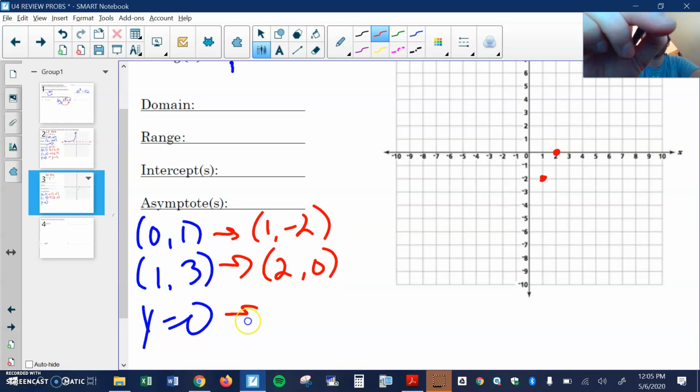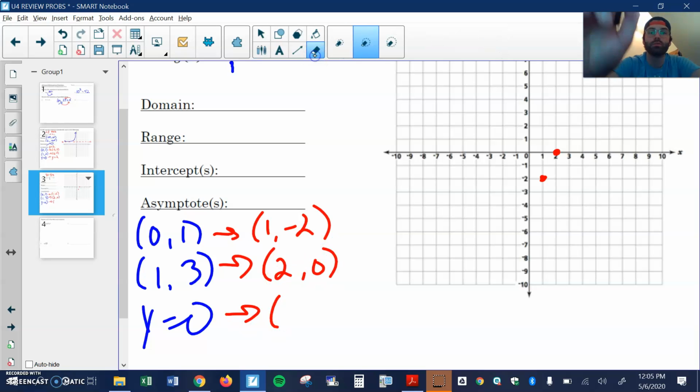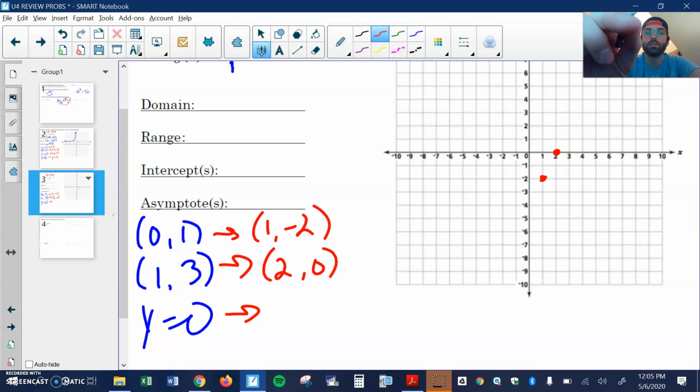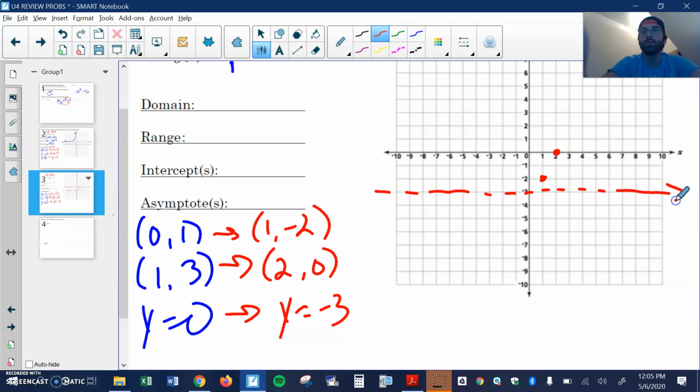Remember our asymptote only changes if there's a vertical shift. There was a vertical shift on this one. Our function moved down 3, so it's going to be y equals negative 3. And I'll make my horizontal asymptote there, or draw it in. Fill it in here, y equals negative 3. Connect my dots.